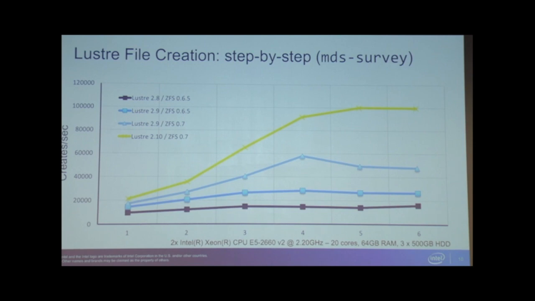I don't have the slide that shows the LDiskFS performance. When we started this work, LDiskFS was at 100,000, but because we also made LDiskFS faster through some of the Lustre improvements, our target moved. Yay, we're as fast as LDiskFS now with ZFS, and now LDiskFS is like 150,000. So that's not a bad thing, I guess. But it's good all around.